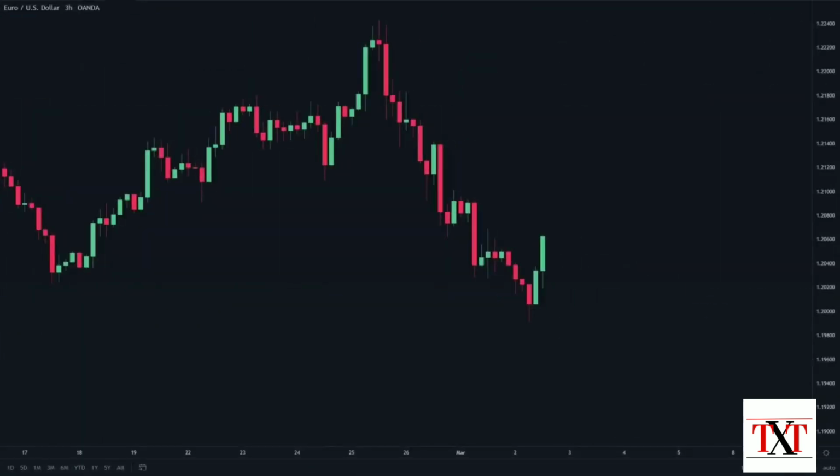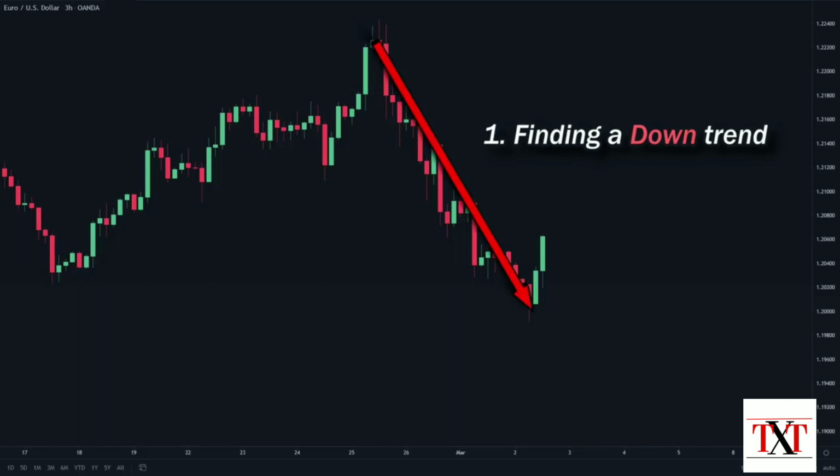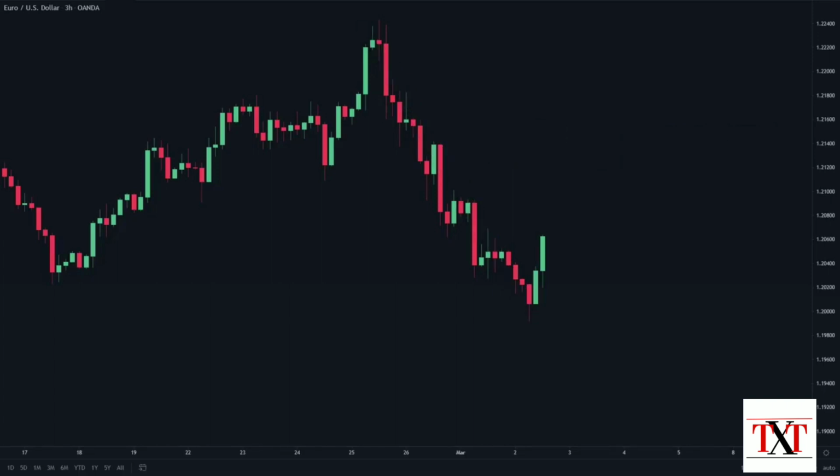Now, let's look at an example of what a bearish Fibonacci retracement looks like. So again, since it's bearish, the first step is finding a downtrend. And in this chart, we can see that the price moved downwards. Now, here's where people tend to get confused. If you look to the right, you can actually see that the price moved upwards before going downwards.